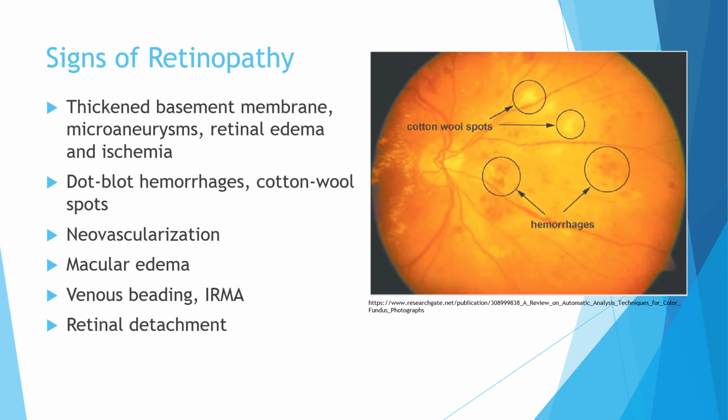Macular edema can happen next as the final stage after proliferative. Venous beading and intraretinal microvascular abnormalities can be seen, and eventually retinal detachment is also possible.